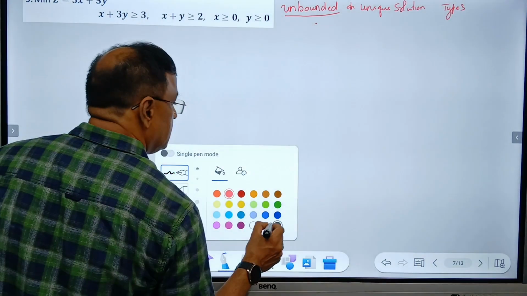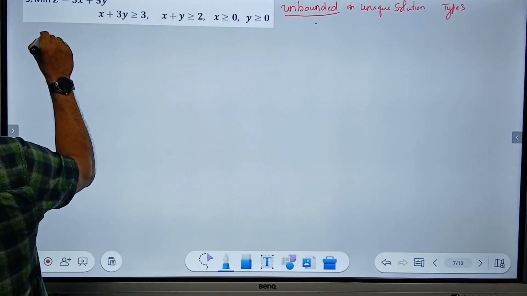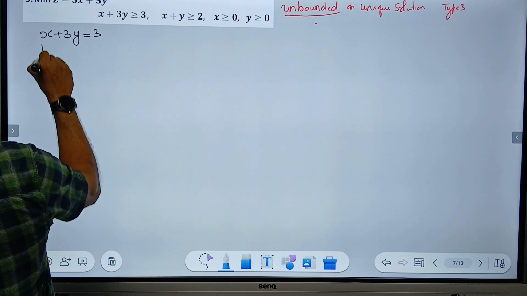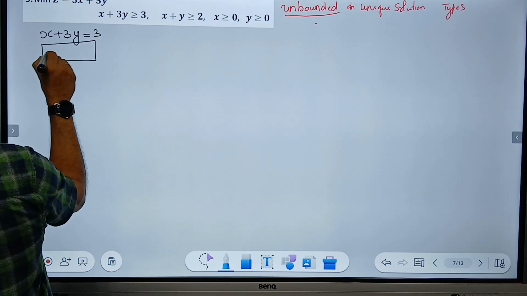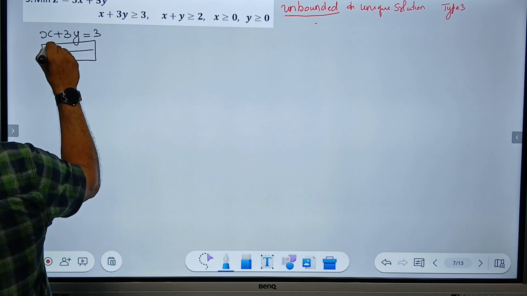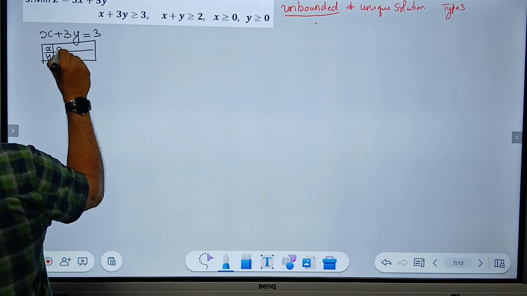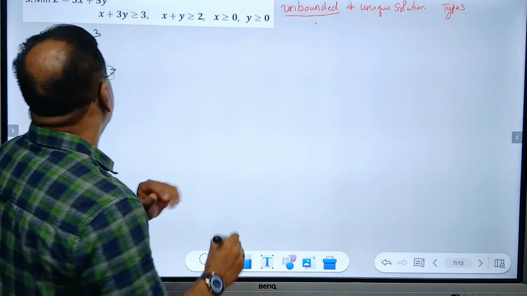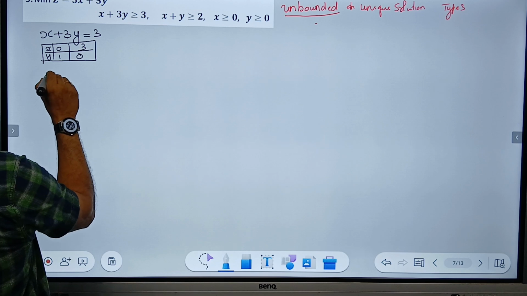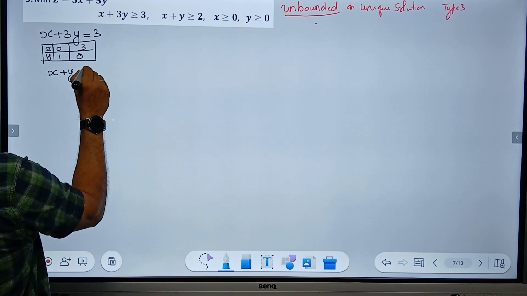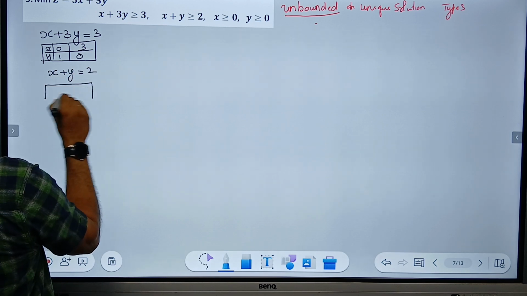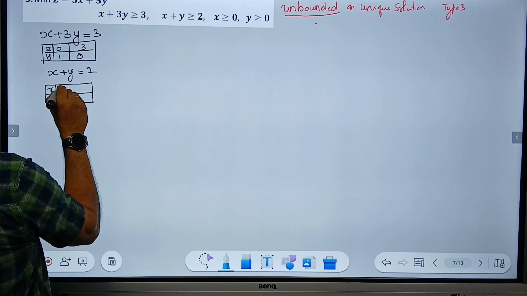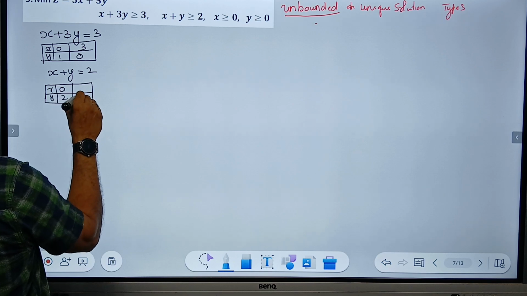So the first step here is, as usual, draw the graph x plus y equal to 3. I will start with the usual calculation. X is 0, y is 3; y is 0, x is 3. Fair enough, isn't it? Then I have x plus y equal to 2. It is only 2 constraints, so it's much easier for us. And the equations are also fairly good. X is 0, y is 2; y is 0, x is 2.